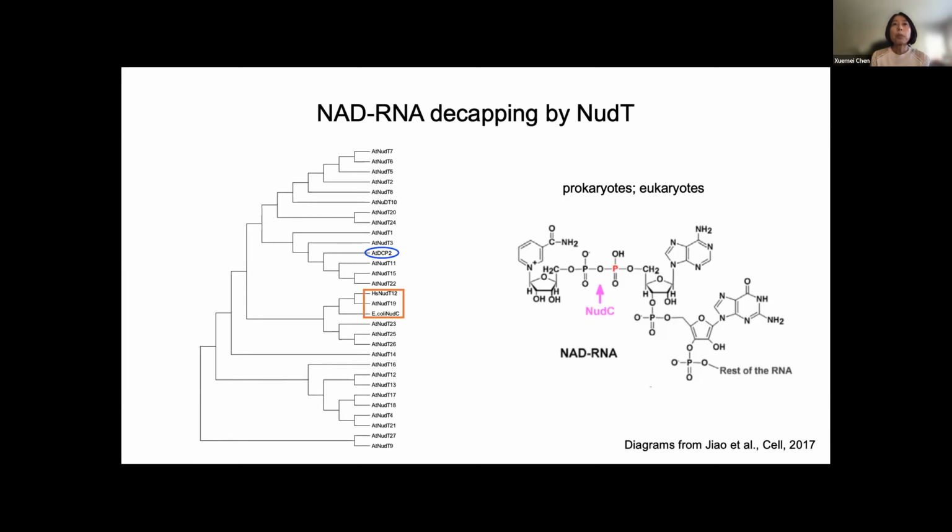So we performed in vitro biochemical assays to see whether NUDT19 could decap NAD RNA. I don't think I have time to show you the biochemical data, but we basically found that NUDT19 indeed has the same activity as NADC. So NUDT19 is probably another denadding enzyme in Arabidopsis.